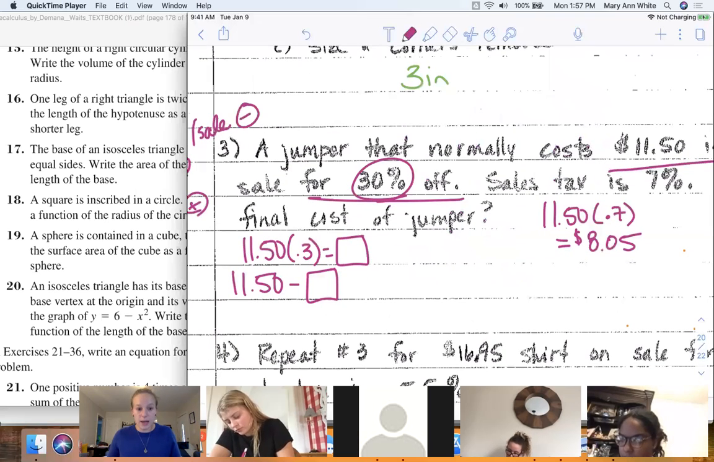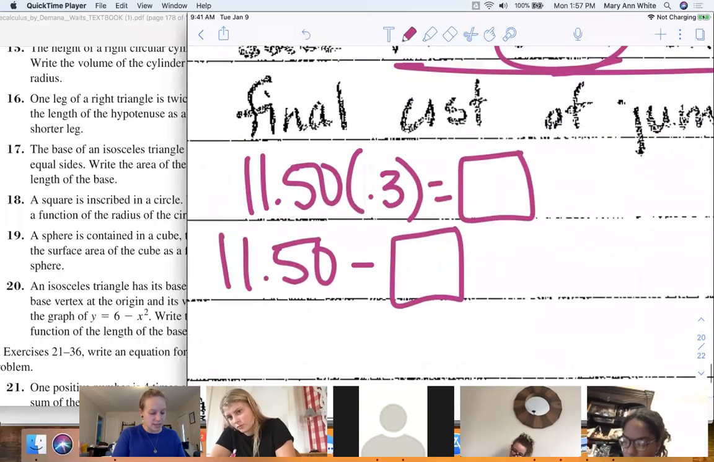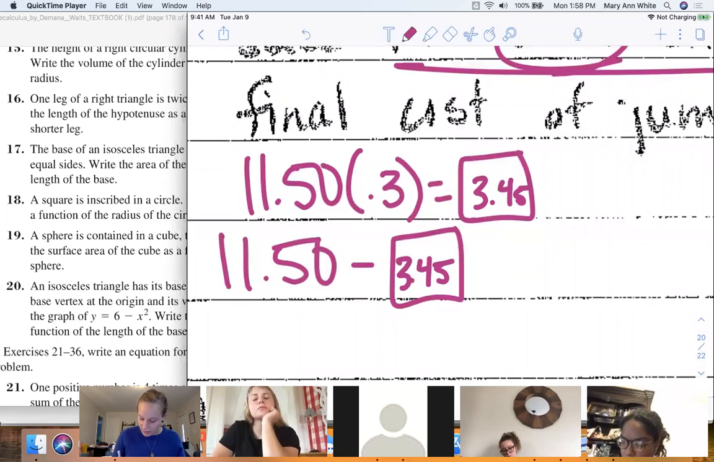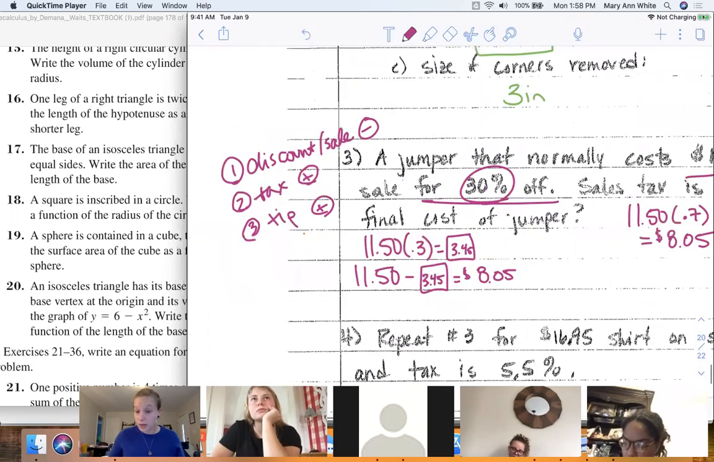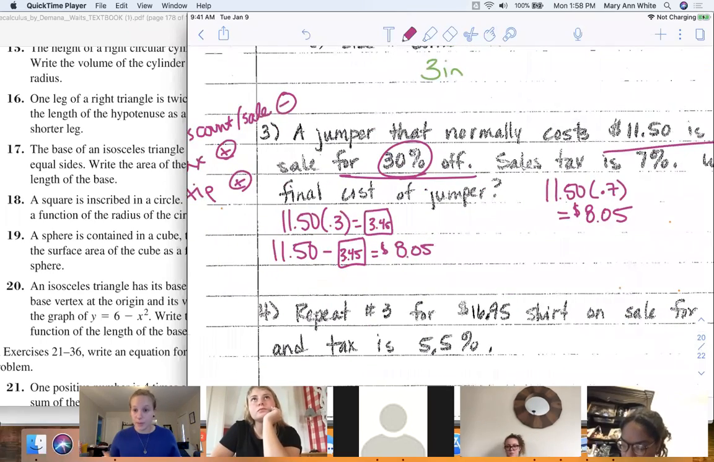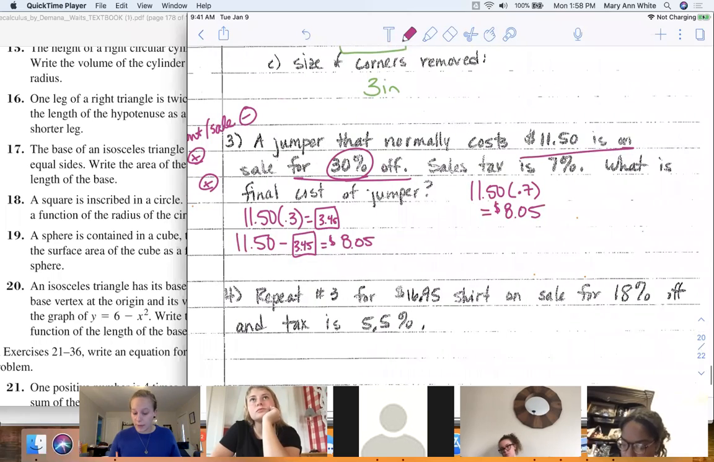When I do 70% of 11.5, I get 8.05. And if I were to do it the other way, where I would just kind of piece it together a little bit more, 30% of 11.50 is 3.45. And then if I minus 3.45 from 11.50, I get 8.05. So either way, you get the same answer. So that's cool. Now that's only the sales price. Now that's just the sale. Now we have to do the tax. So tax is 7%.